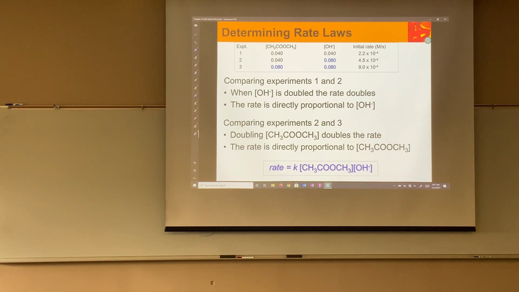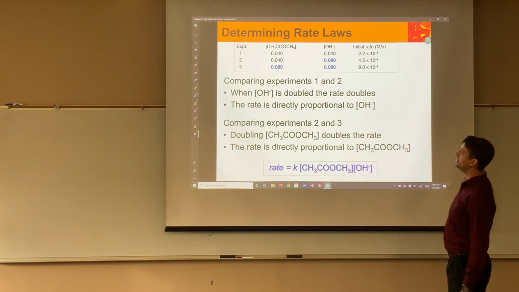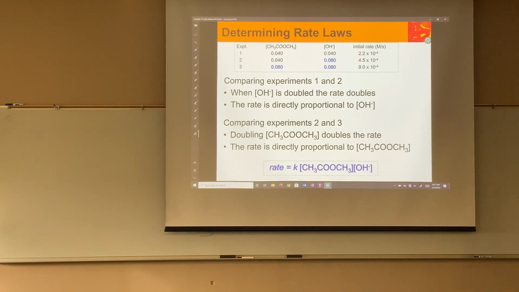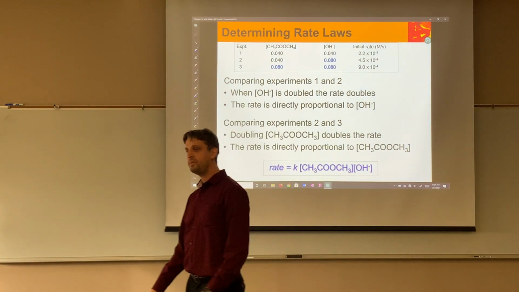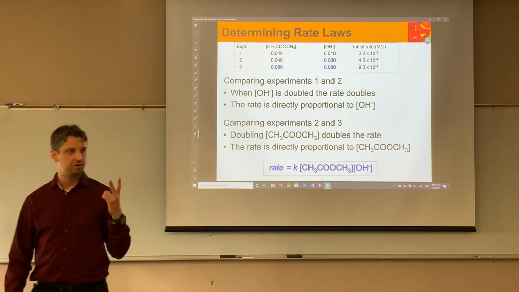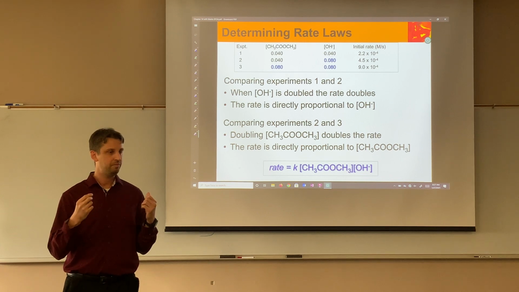Let me compare experiments 2 and 3. Now we hold the hydroxide constant and we double the ester here. And again, we see the same thing. As we double the ester, we double the rate. So what does it tell you about the concentration of the ester there? It's proportional also, directly proportional. Do you guys get what I mean with that? If I multiply one thing by 2, I multiply the other thing by 2. You catch what I'm saying with this?